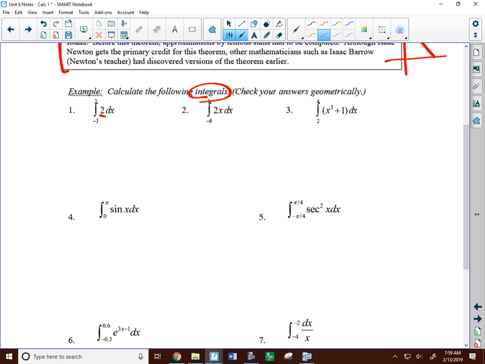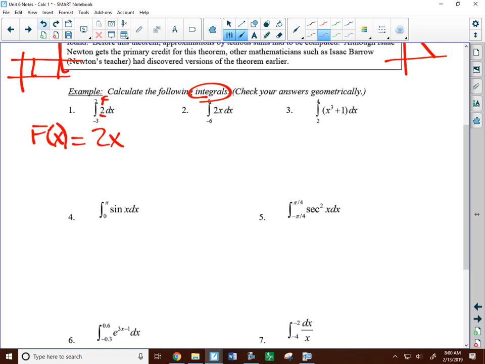So in this one, we know that it's 2. It's a straight line. It's going to be a rectangle. But let's use the rule. Find capital F of x. So somebody will help me out? 2x. The antiderivative. Now, something on here, no c's, because it's not an indefinite integral. There are numbers here, the lower and upper limit of integration, so there's no c's.